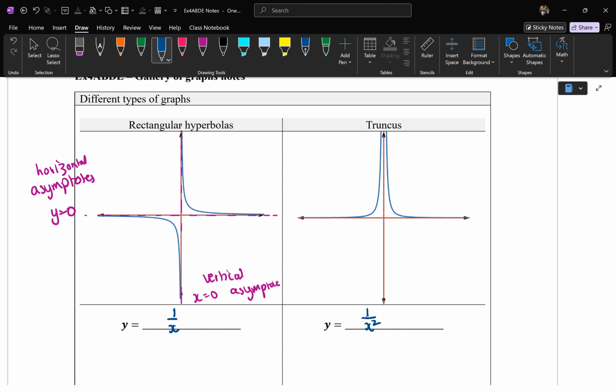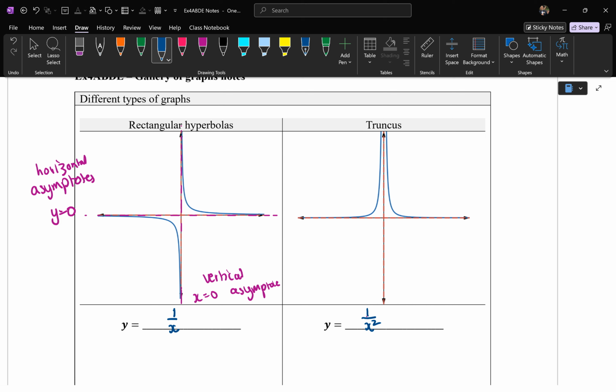Easy to remember. Why does it look like a tree trunk? Because every time you square a number, you'll never have a negative y value. It's impossible to get a negative y value. So that's why there's nothing on the bottom. Here, you can have a negative y value. 1 divided by negative 1 will give you a negative 1 value. That's why the graph can have a bottom half. This one can't.